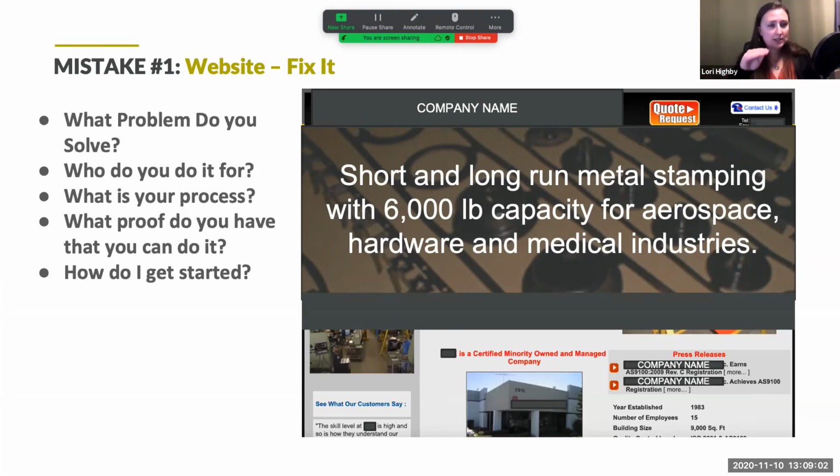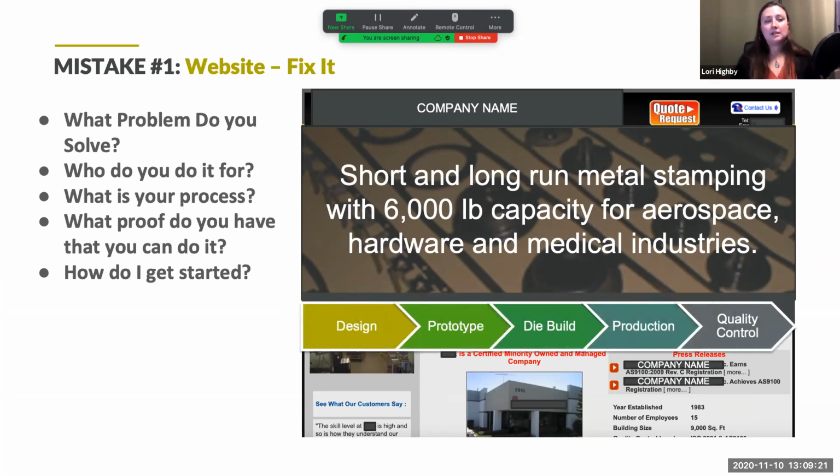The next question is, who is it that you can do this for? So they can do it for the aerospace, hardware, and medical industries. Very clear, concise, right to the point. Does not have any questions on, am I in the right place or am I in the wrong place? The next thing that's really important is to showcase the process or how you work. And the reason that's important is because oftentimes that's a question that's asked is, well, what's the experience going to be like working with you? So if you can answer that question up front and make it very clear and obvious what they can expect, you're making it easier for them to want to come and do business with you.